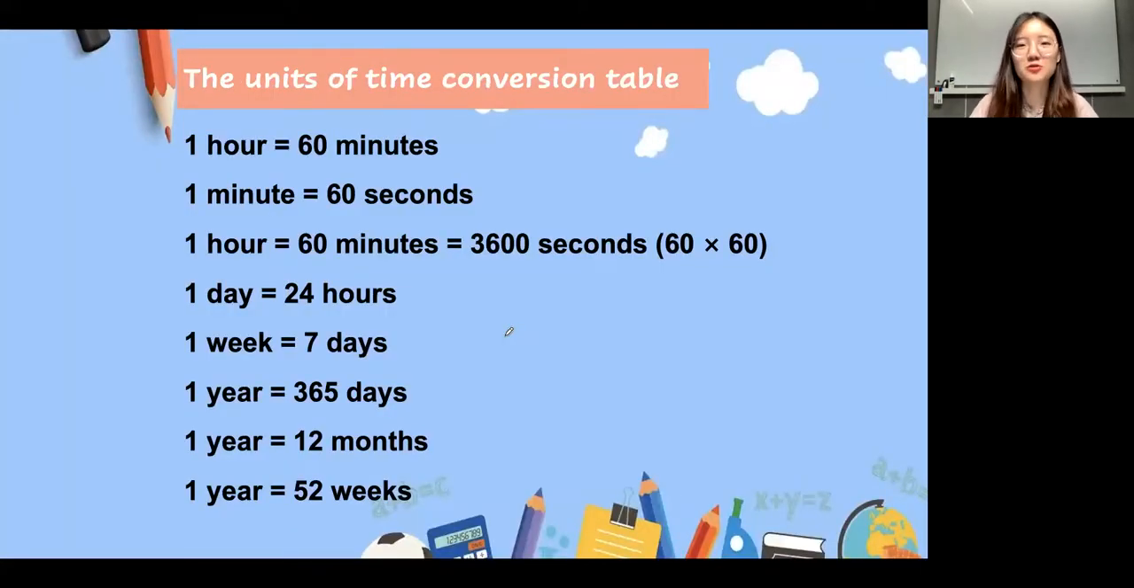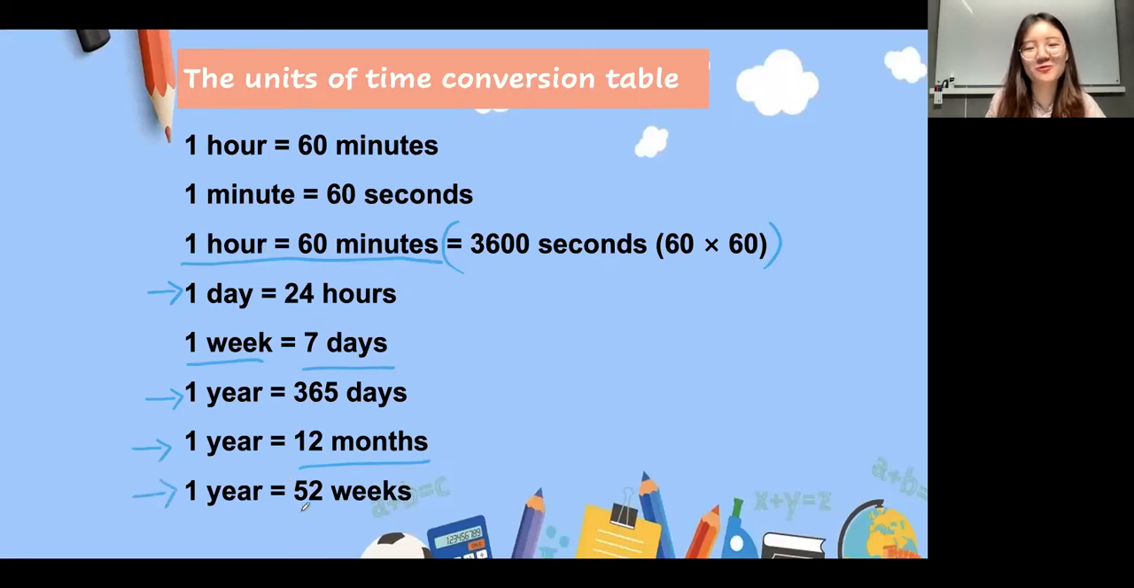Okay, then let's conclude that 1 hour will equal 60 minutes. Very well done, everyone. And 1 minute will equal 60 seconds. Perfect. And for 1 day, there are 24 hours in a day, right? And for the week, there are 7 days in a week. And for a year, there will be 365 days in a year. And for a year, there will be 12 months, right? And for a year, there will be 52 weeks. Do you know how to calculate that?